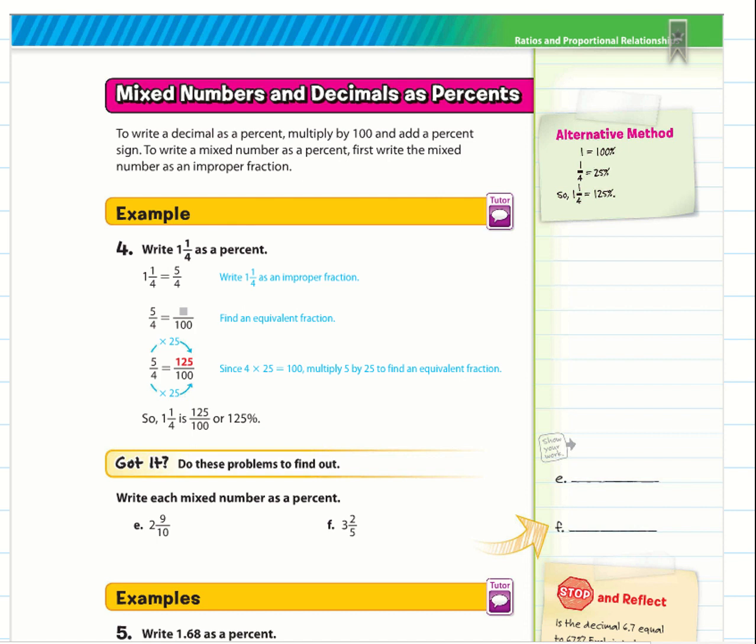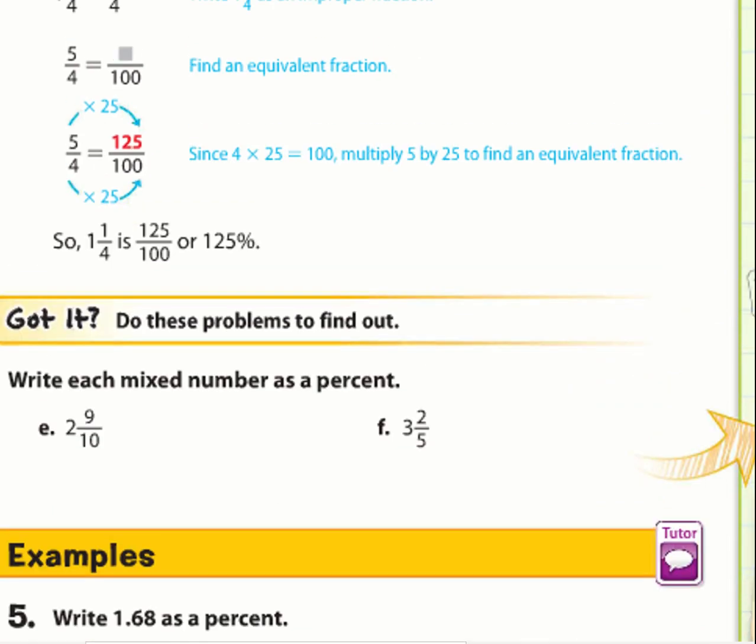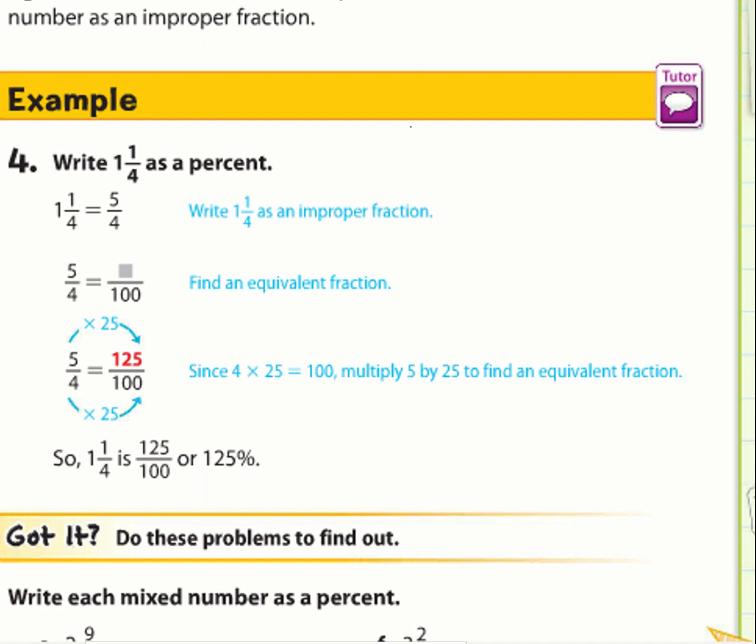To write a mixed number as a percent, first write the mixed number as an improper fraction. So it says write 1 and 1/4 as a percent. It says to write it as an improper fraction. That's one step we can take, so we're going to do that method. So 1 and 1/4.